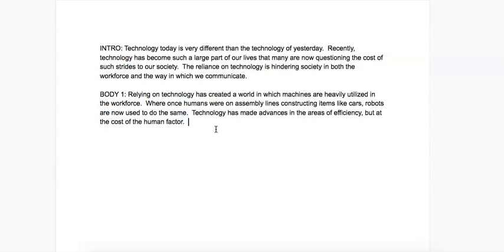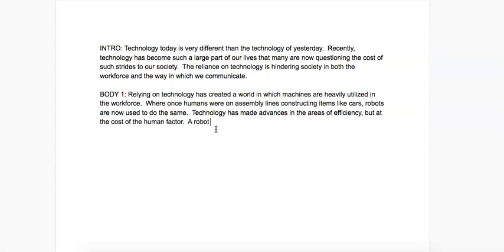So we don't want to just leave it as technology's made advances, but it's at the cost of humans, and then move on, because that's not really demonstrating that you understand the other side of the argument, which the other perspective is that technology is good for us. So I'm going to introduce that technology may have made advances, it still is going to be more detrimental to society than helpful. So technology has made advances in the areas of efficiency, but at the cost of the human factor.